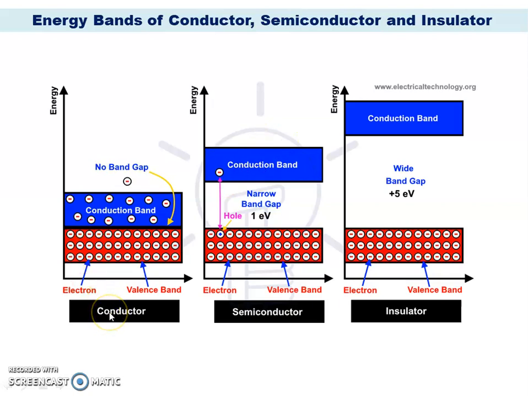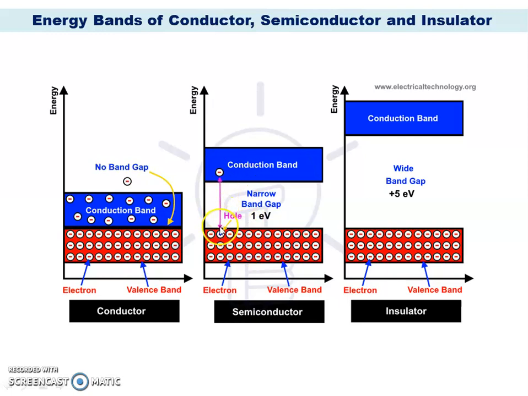In the conductor, almost all metals are conductors. In the conductors, this is the valence band, the red color band showing the valence band. A large number of electrons are available. And this is the conduction band, the topmost level, where few electrons are available. There is no forbidden gap between the valence band and the conduction band. This is called a conductor.